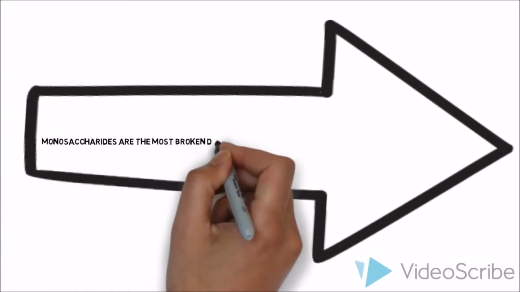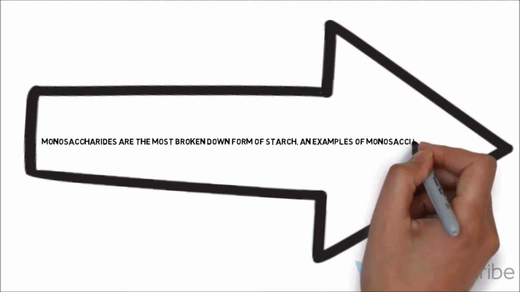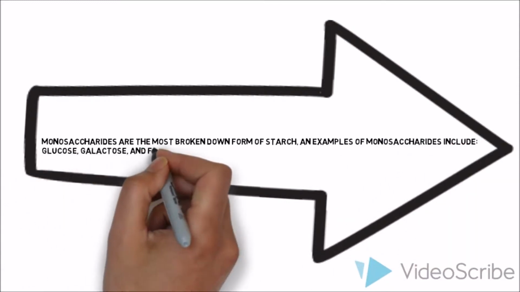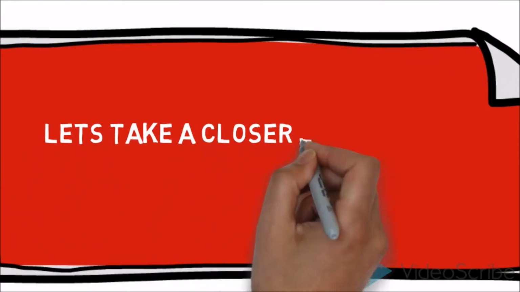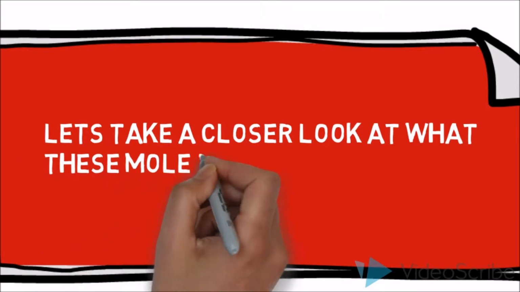Monosaccharides are the most broken down type of starch. Examples of monosaccharides include glucose, galactose, and fructose. And now, let's take a closer look at what these molecules look like.